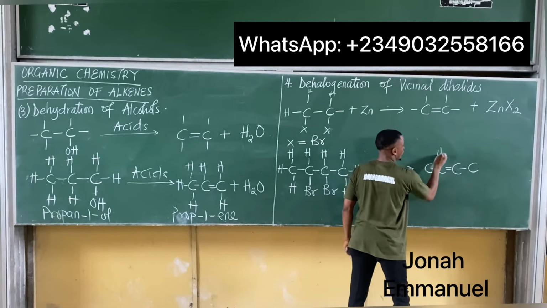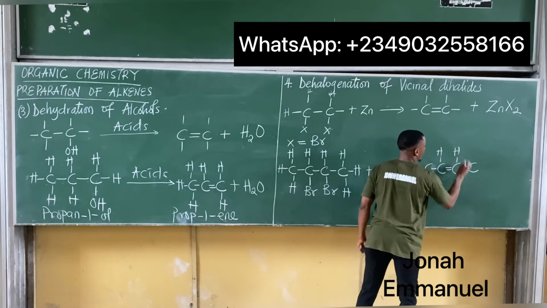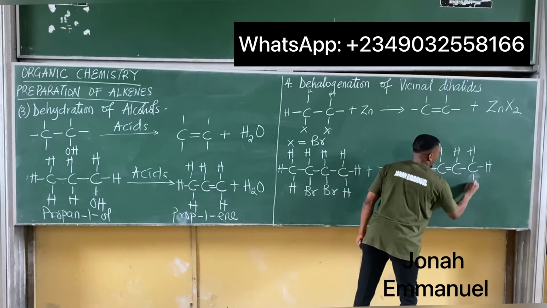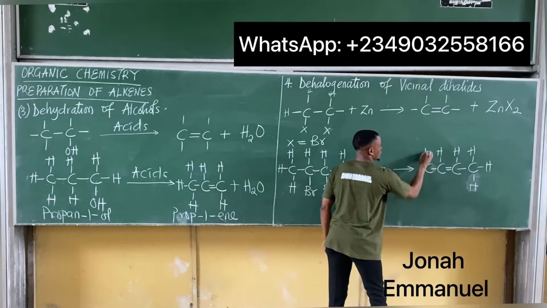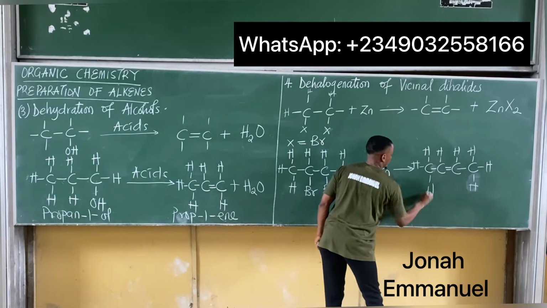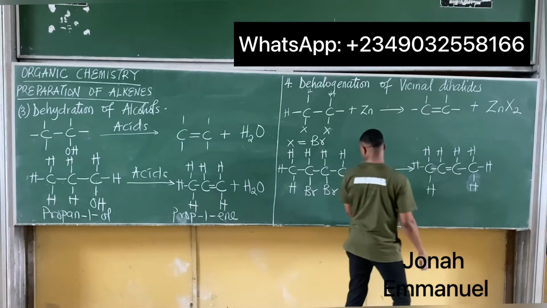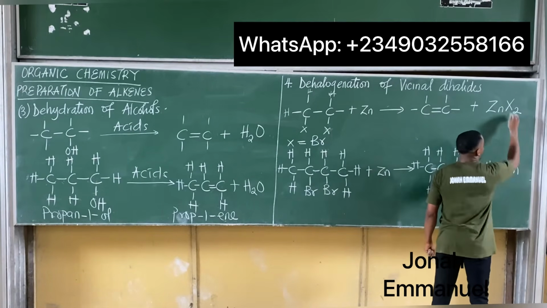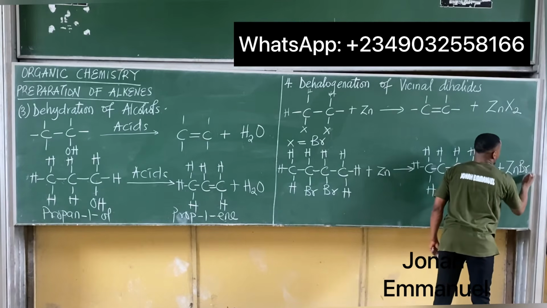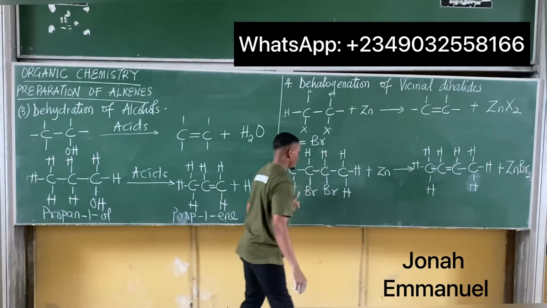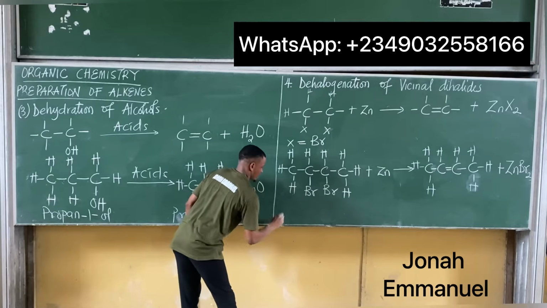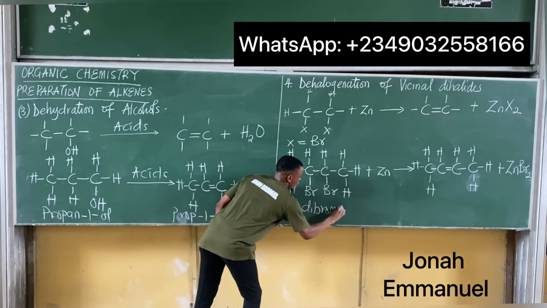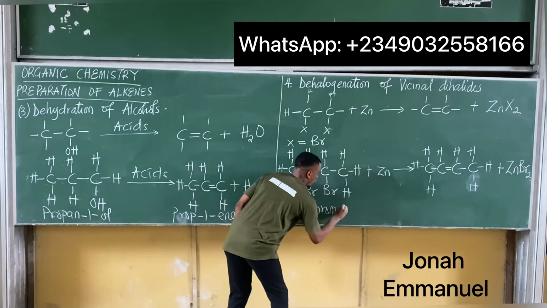1, 2, 3, 4. 1, 2, 3, 4. 1, 2, 3, yep, 4. 1, 2, 3, 4 plus Zn. Plus, it said ZnBr2. So Zn, X is bromine, so Br2. In other words, which compound is this? 2, 3, dibromo, 1, 2, 3, 4, butane.